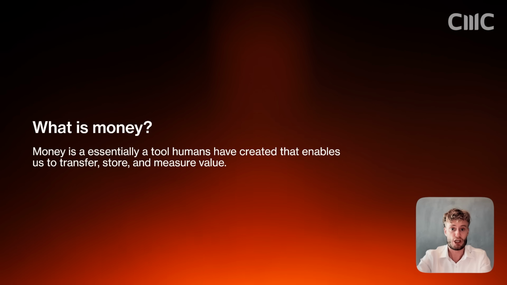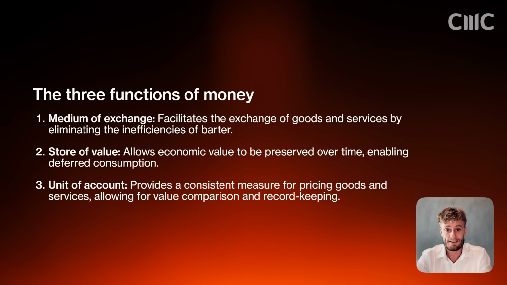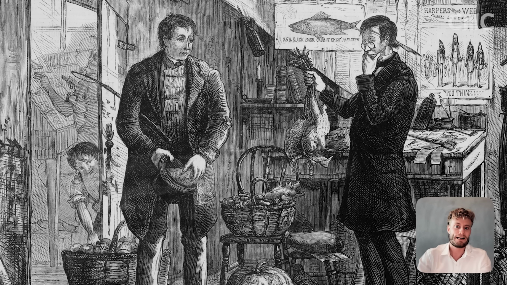Money is essentially a tool that human beings have created that enable us to transfer, store, and measure value. The three main functions of money include money as a medium of exchange, a store of value, and a unit of account. Let's go through these three terms now. So first of all, money helps us trade. It acts as a medium of exchange. Instead of bartering, where we have to find someone who has exactly what we need and wants exactly what we have, money makes transactions smooth and efficient.